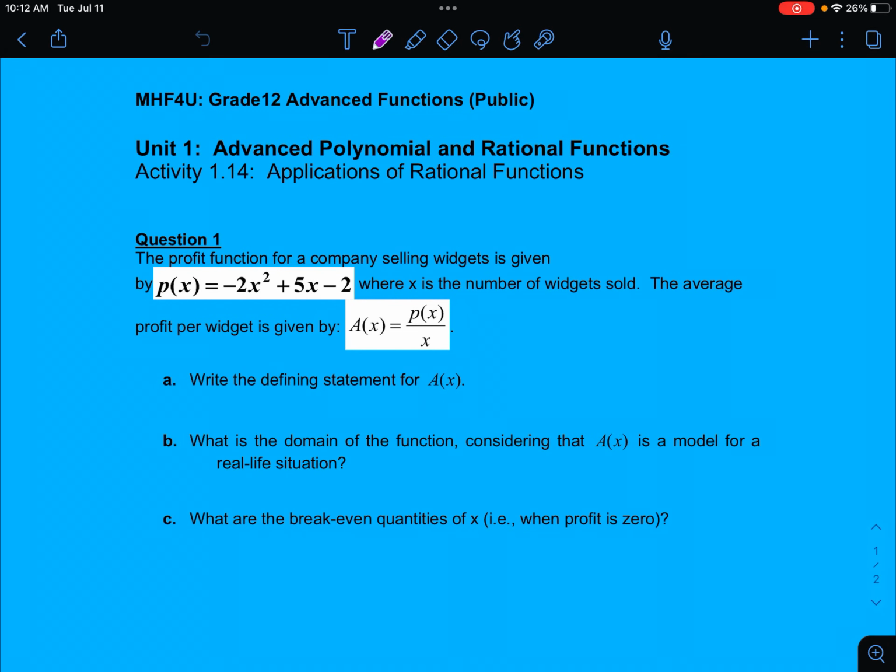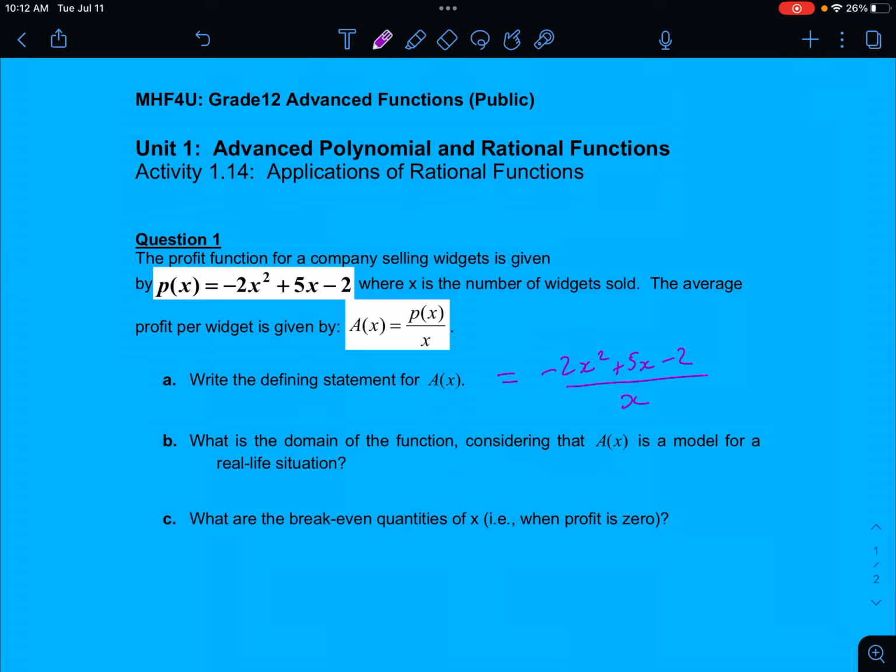So looking at 1.14 from applications here, this one gives you the profit function, and it gives you the average profit based on it being profit divided by x. So writing out the defining statement for this would be writing out negative 2x squared plus 5x minus 2, all divided by x.